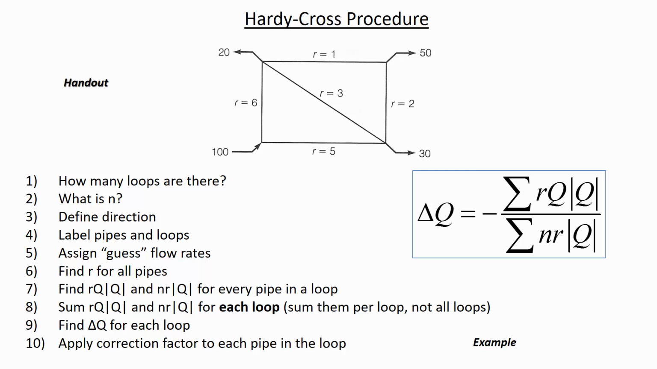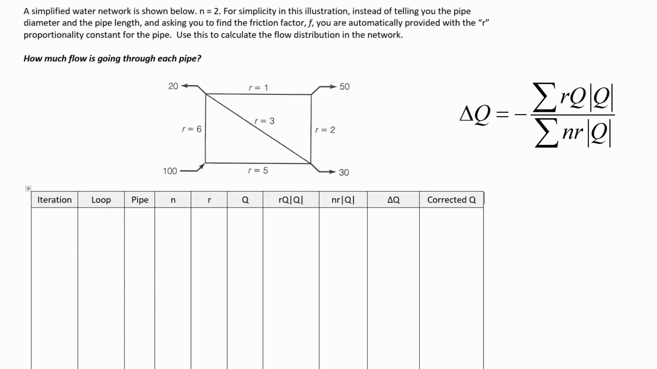Now here's the formula for correcting our guess values of flow rate. So delta Q. This is the energy balance method. This is kind of the genius of the Hardy-Cross approach, is finding some way to look at, for the entire loop, how much are we off in the amount of energy that there should be, and then correcting our guess and finding out where to distribute the correction.